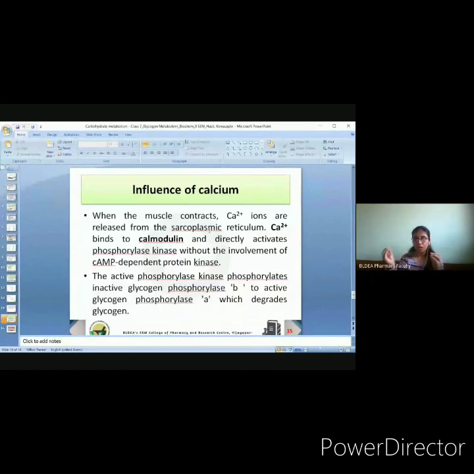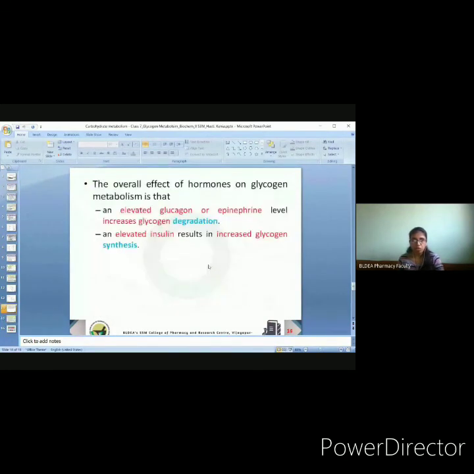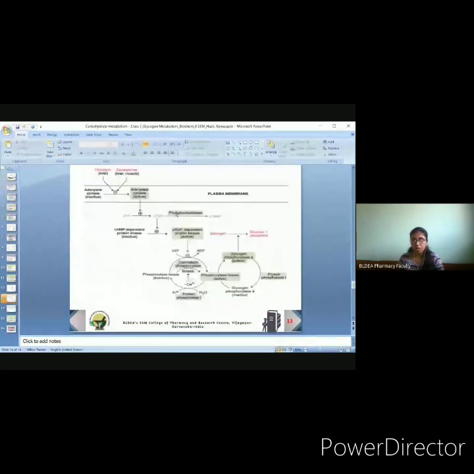These calcium ions bind to calmodulin. Now, calmodulin is one of the intermediary proteins. So calmodulin helps to directly activate phosphorylase kinase without the involvement of cAMP-dependent protein kinase. You can see in this image, first glucagon must come and act on the cells, and then there is synthesis and activation of cAMP. Now these cAMP molecules will activate cAMP-dependent protein kinases. Then only there will be activation of phosphorylase kinase.